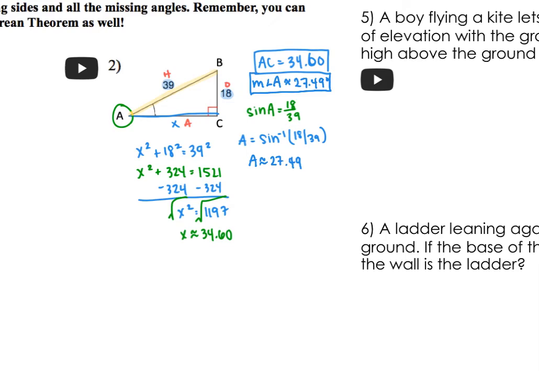Okay, now finding the measure of angle B. Using B, 18 is now my adjacent side, so that tells me I'm going to use cosine. So cosine B equals 18 over 39. So inverse cosine 18 over 39. So second cosine 18 divided by 39, we get 62.51. So the measure of angle B is 62.51 degrees.